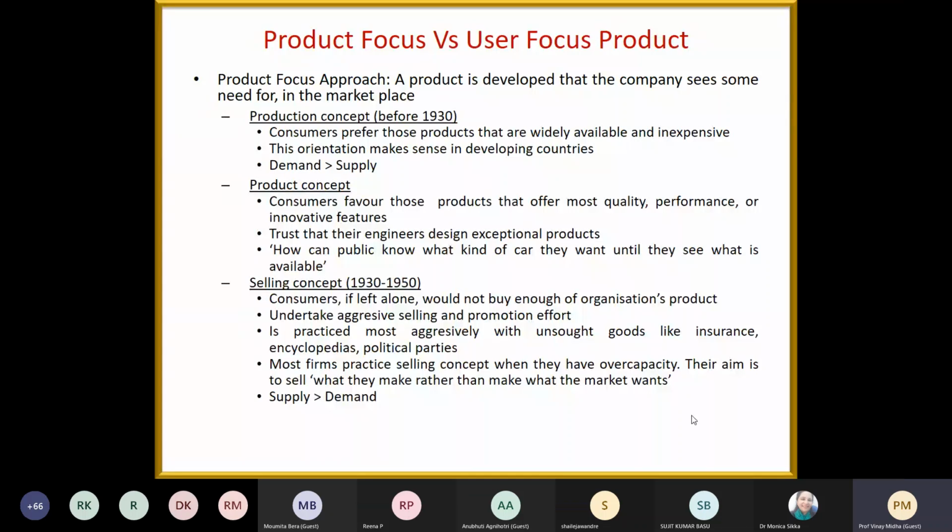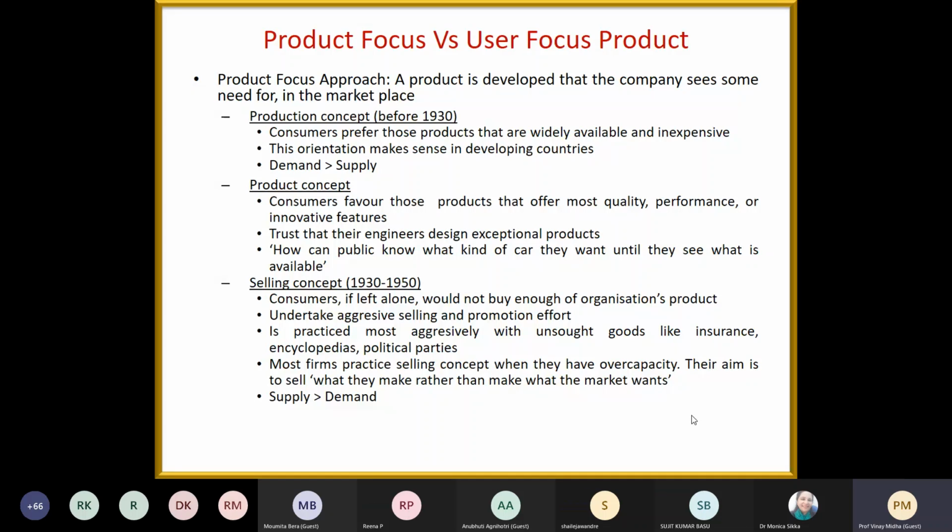Then came the product concept, and in that case, it was again the engineers who said, how can the public know what kind of car they want until they see what is available? This was the feeling in the older times, when products were being made keeping the product in mind, that we have to produce it as per the understanding of the engineers and the people in the company. Then came the selling concept from the 1930s to the 1950s, where it was said that if the consumers are left alone, they would not buy enough of our company's products.